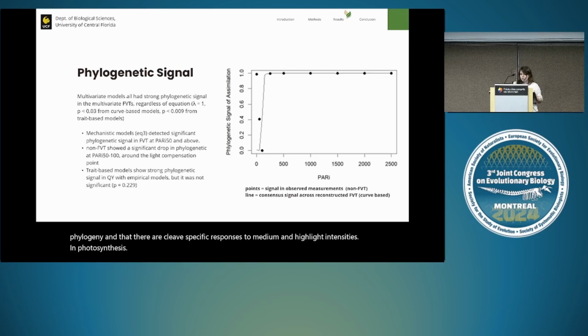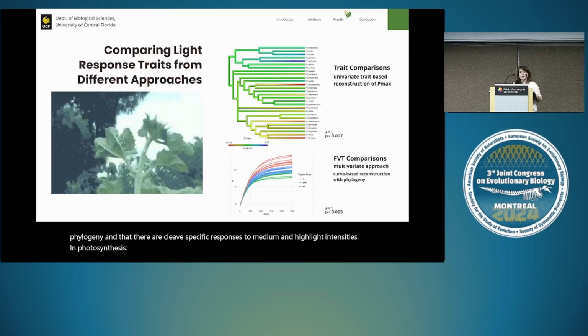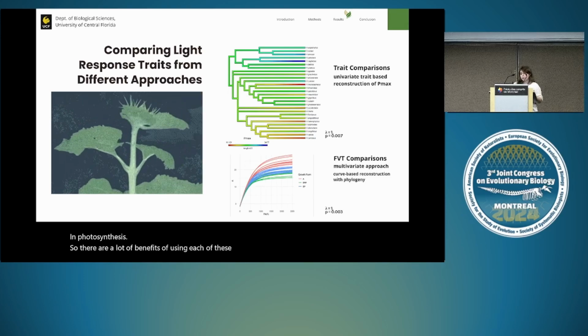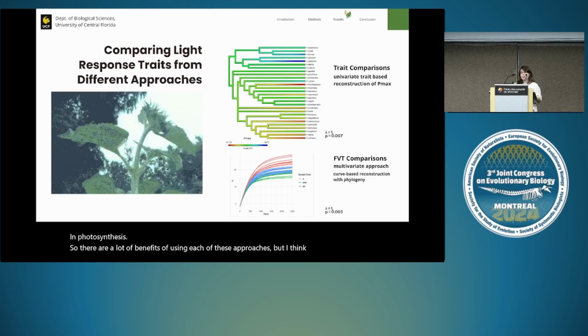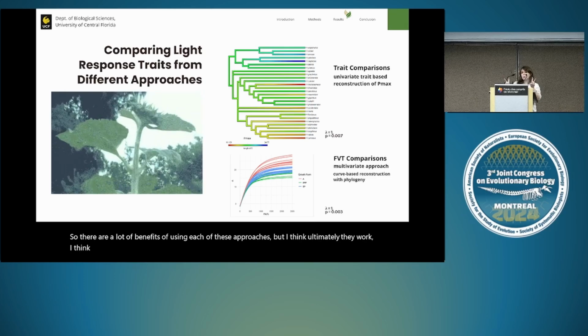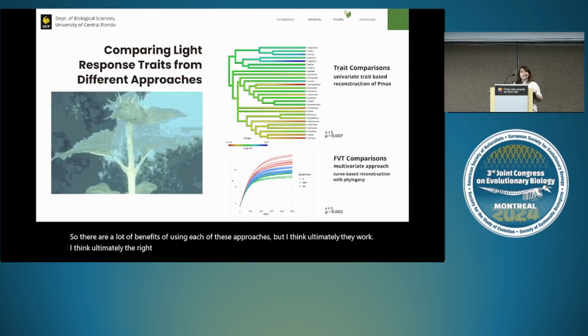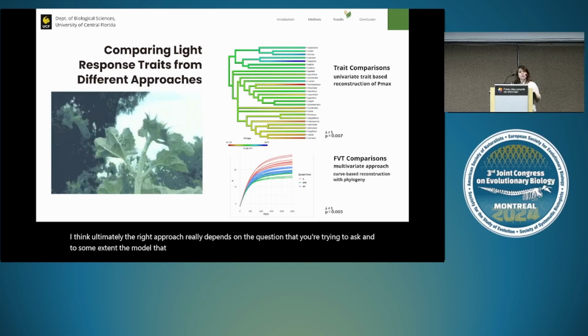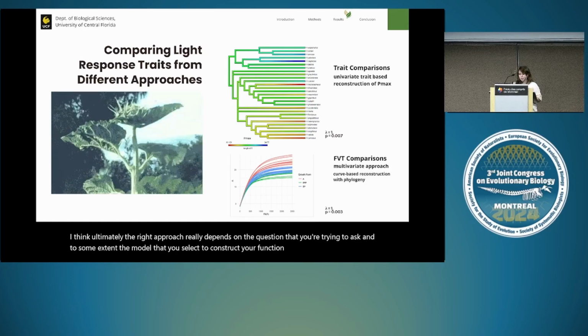So there are a lot of benefits of using each of these approaches, but I think ultimately the right approach really depends on the question that you're trying to ask, and to some extent the model that you select to construct your function valued trait.